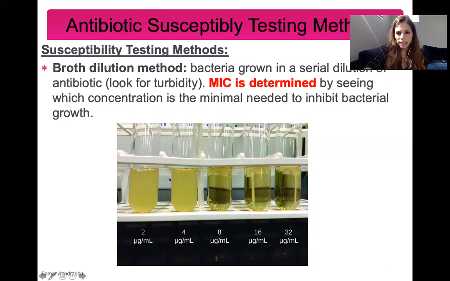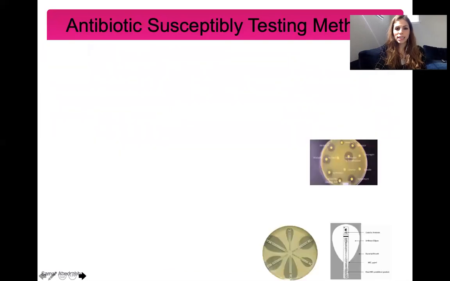So here, this tube is cloudy or it's turbid, meaning there is bacterial growth. It's still growing here, but then look at 8 micrograms per milliliter of whatever antibiotic this is, it looks like we have limited growth. And as you go on, you don't see growth anymore. If given the choice to give this person 8 micrograms per milliliter or 32, yes, both would work, but as a doctor, you would give them the smallest concentration or the MIC. So with the broth dilution method, you can determine the MIC.